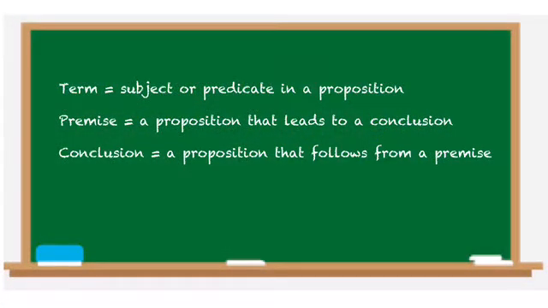So let's put that up on our chalkboard here. Term simply means subject or predicate in a proposition. Premise is a proposition that leads to a conclusion. And conclusion is a proposition that follows from a premise.